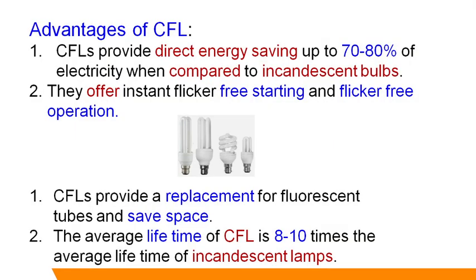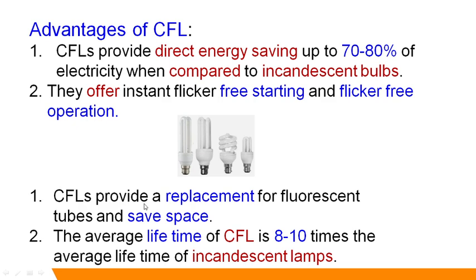This is what you have seen in your house, the fluorescent. Look here, the tube is bent, it was twisted. The main advantage of the CFL is that it provides direct energy savings. This is very important. Compared to an ordinary incandescent bulb, you can save 70 to 80% of the electricity. This is the greatest advantage. And there is no flickering. That means when you switch on, it instantly starts. It doesn't take some time. It provides flicker-free starting and flicker-free operation.